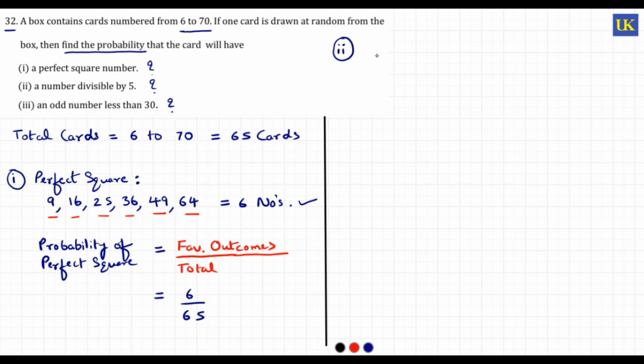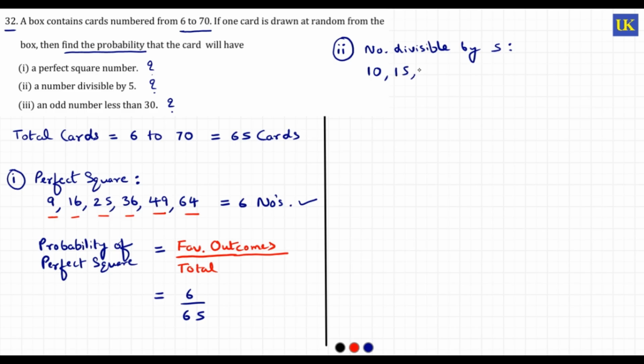Okay. Now a number is divisible by 5. So the number is divisible by 5 and it should be between 6 and 70. So the numbers should come in the 5 table, right? So 5 ones are 5, we cannot take because 5 is before 6, right? So 5 twos are 10, which is after 6 and before 70. So all such numbers we need to take.